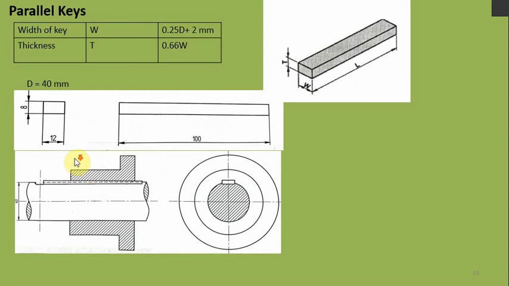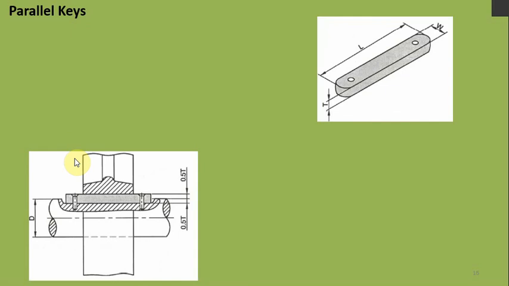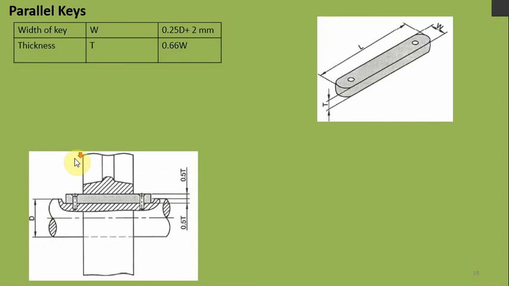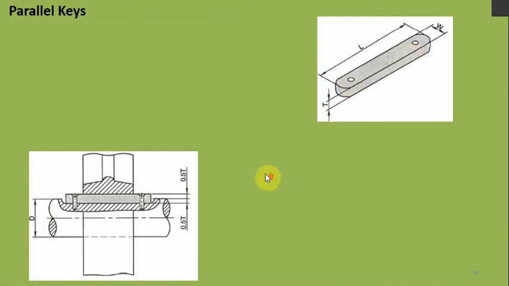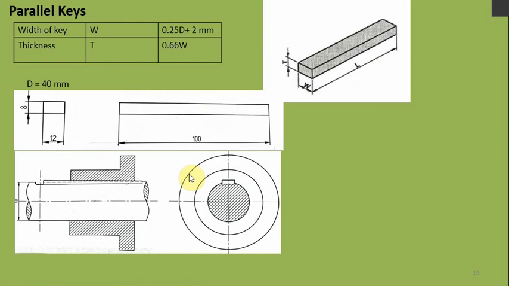In the case of the parallel feather key, this end may be an arc or straight, whatever it is. The important thing is it should be provided with two holes. You can draw the same figure as the parallel key. If you are drawing a parallel feather key, you should make a provision for screws here and here. That means two holes should be provided.